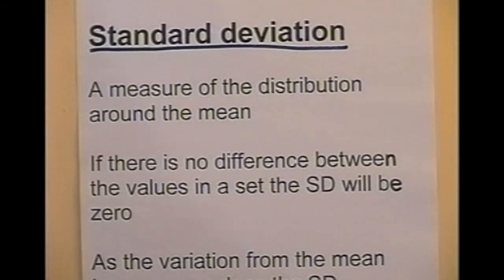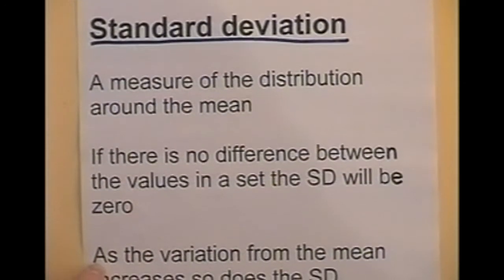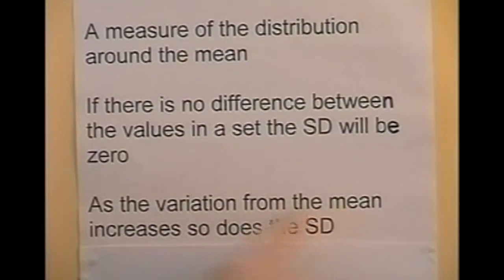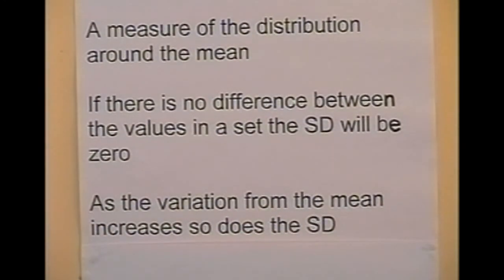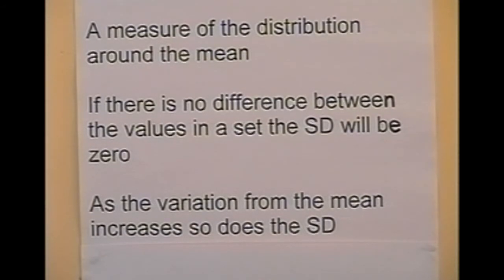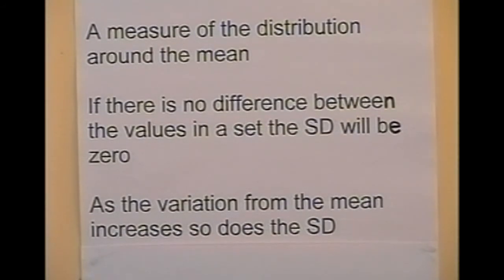But as the variation from the mean increases, so does the standard deviation. So in data set A, there was quite a lot of variation from the mean. In data set B, there was relatively little variation from the mean.